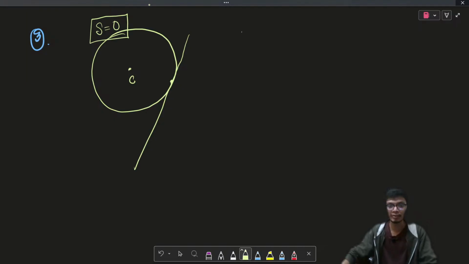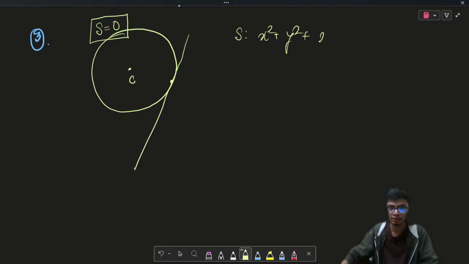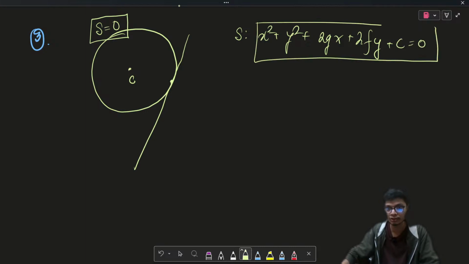Now I hope you are very much familiar with this expression, S equal to 0, that is the equation of circle given as x square plus y square plus 2gx plus 2fy plus c equals 0, right? This is what the expression S equals 0 actually means. So this is the equation of the circle.